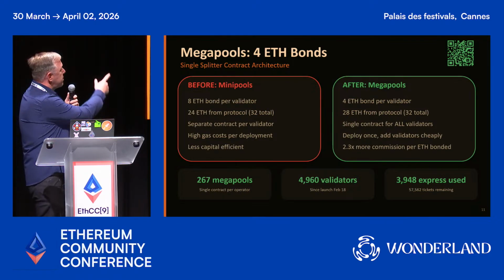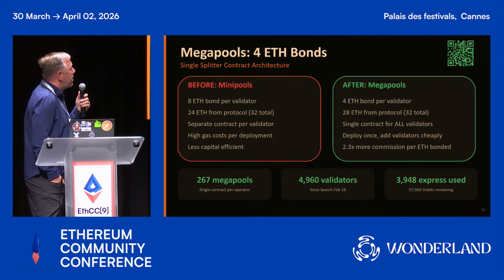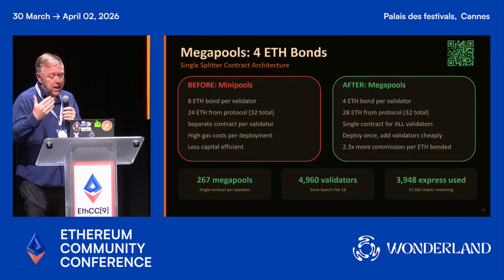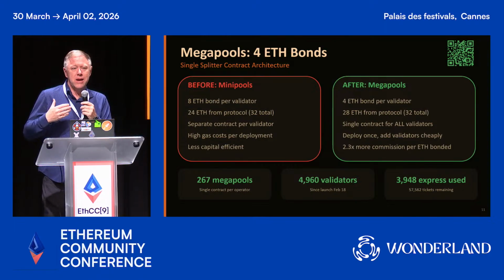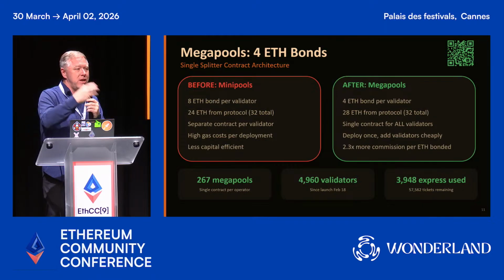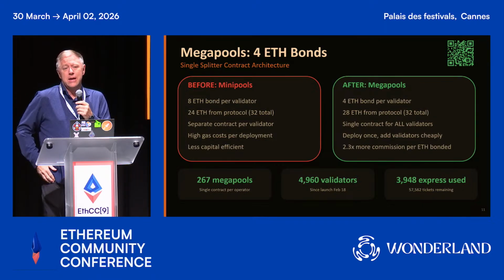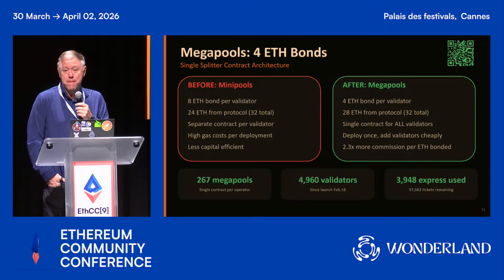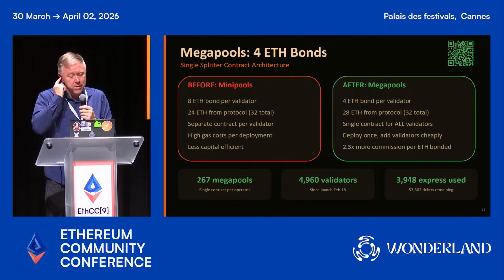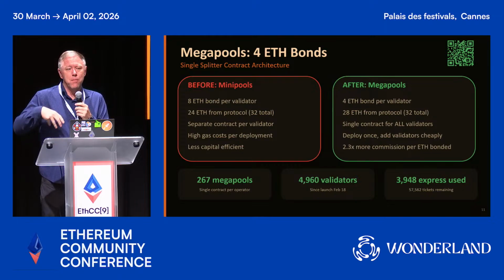But right now it supports a node operator bond of 4 ETH. And one of the things that it did in Megapools is instead of creating a smart contract to manage each individual validator, it now creates just one contract that they call a megapool. Previously they were called mini pools, to manage multiple validators.